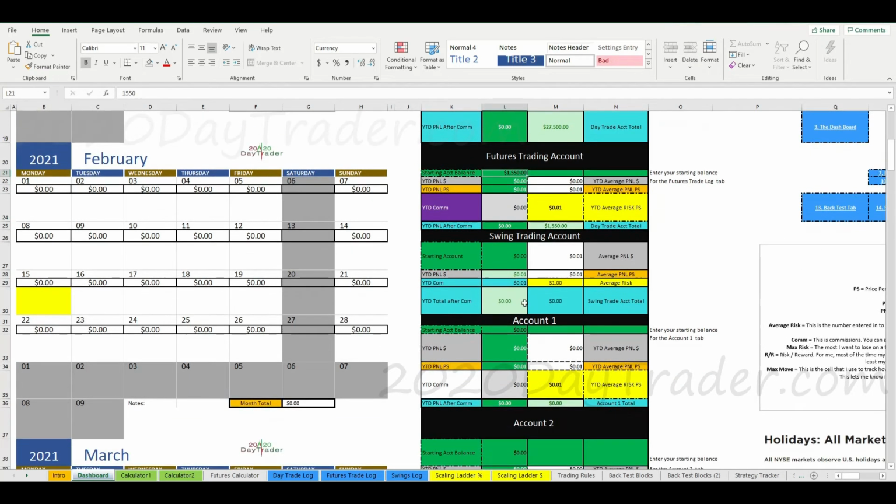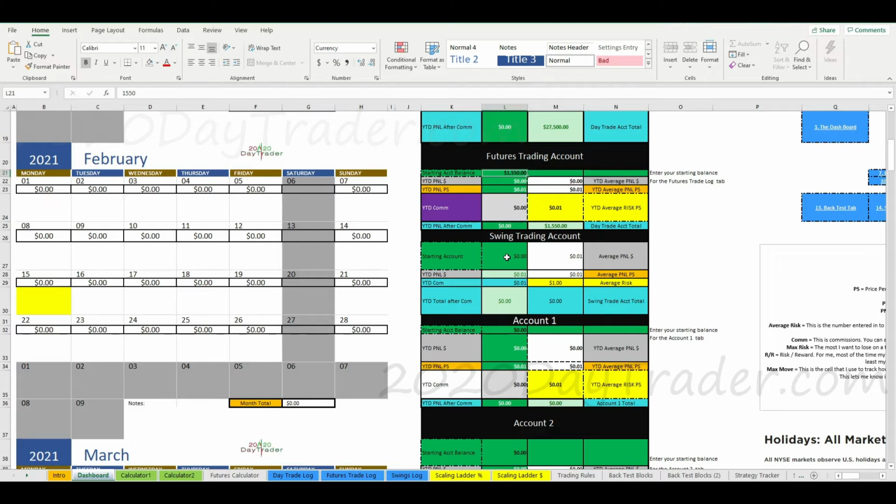So swing trading, I'm going to go ahead and use this account down here, account 1, instead of this one. This swing trading account on this log. If you're interested in getting a log that has risk management tools and all that stuff, there's a link below where you can get a link to this log here.